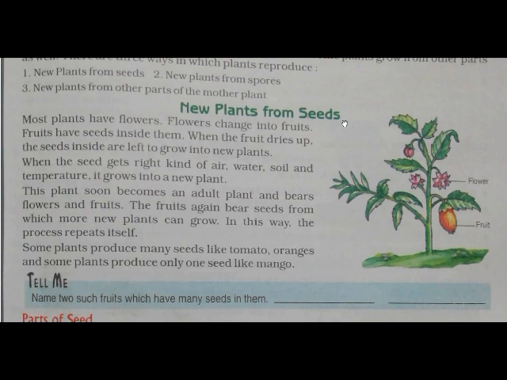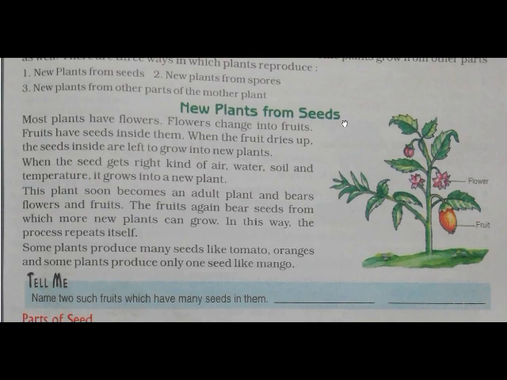So when the seed gets the right kind of air, water, soil and temperature, it grows into a new plant. So when you give a proper amount of air, a proper amount of water, and soil and temperature, then you will get a new plant. This plant soon becomes an adult plant and bears flowers and fruit. This fruit again bears seeds from which more new plants can grow. In this way, the process repeats itself.